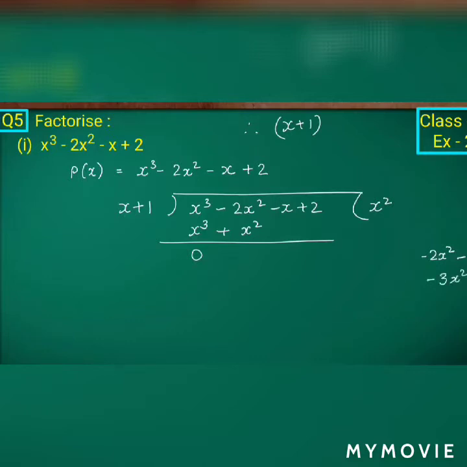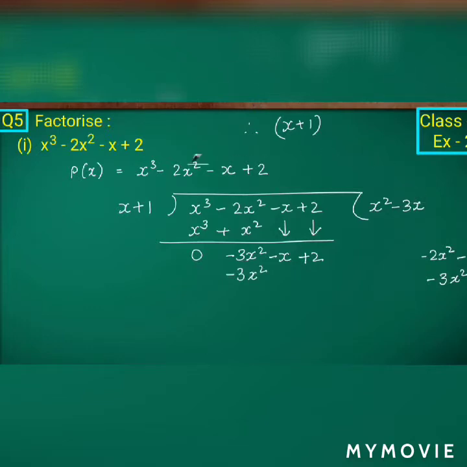So here plus into minus will become what? Minus. That is minus 2x square minus x cube will become minus 3x square. The next term I will take down, that is minus x plus 2. Now to cancel minus 3x square, what is the term I have to multiply here? I have to take in the quotient part, that is minus 3x, isn't it? So minus 3x into x is giving minus 3x square.